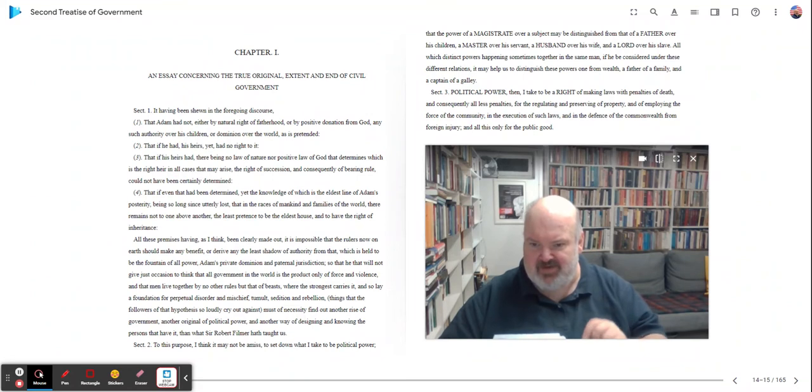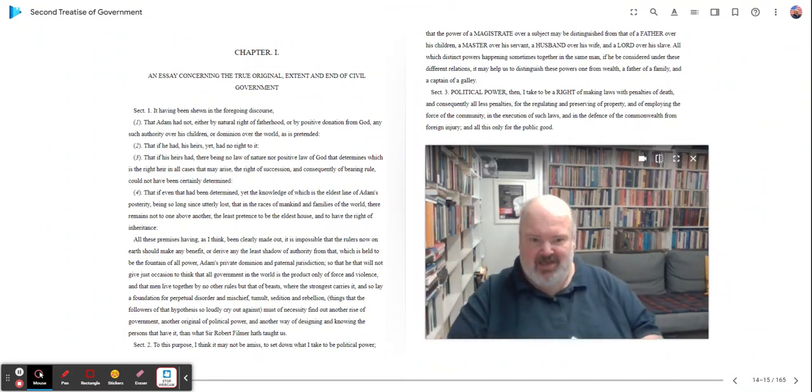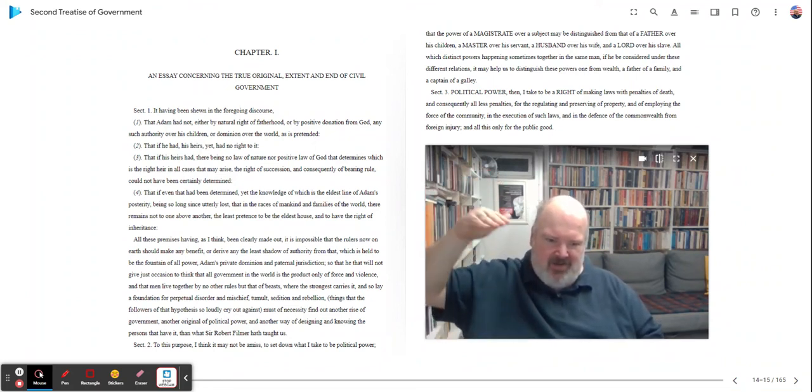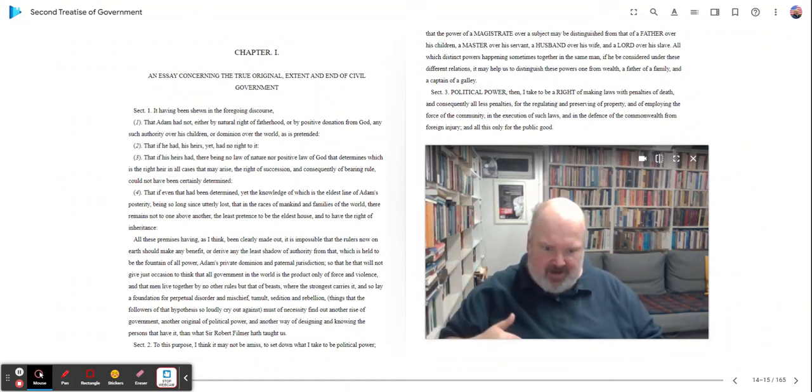And even if that had been determined, yet the knowledge of which is the eldest line of Adam's posterity, being so long utterly lost, that among the race of mankind and families of the world there remains not to one above another the least pretense to the eldest house, and to have the right of inheritance. In other words, who knows whose Adam's line is? Who can be tracing Adam's line to claim this? Even if Adam had that power, even if his children, heirs had that power, how do we even know who's really the proper heir to it? And among the different heirs, which one is right?